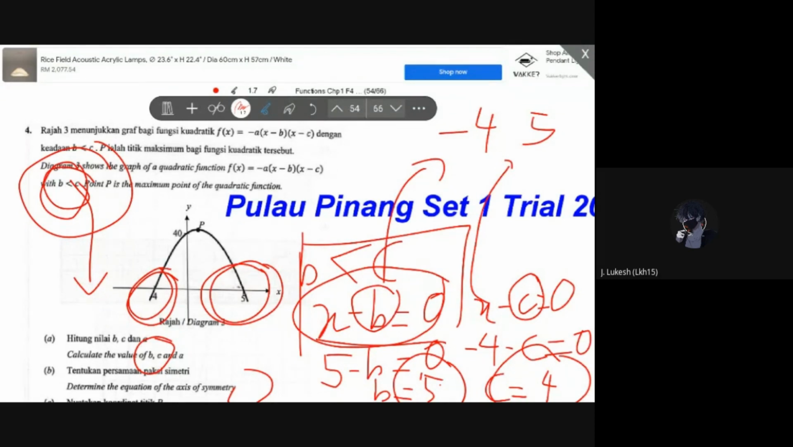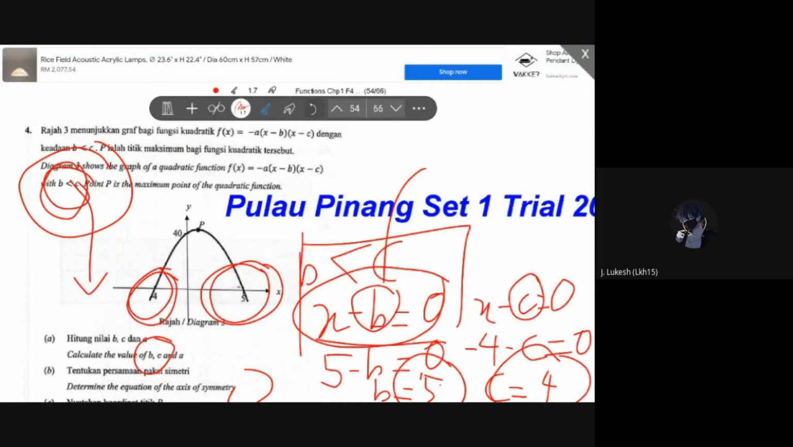So can understand? So not here. X. Because B is less than C. Nilai B dan nilai C yang kamu dapat kena patuhi arahan ini. You have to fulfill the condition. So that's how you find B and C.